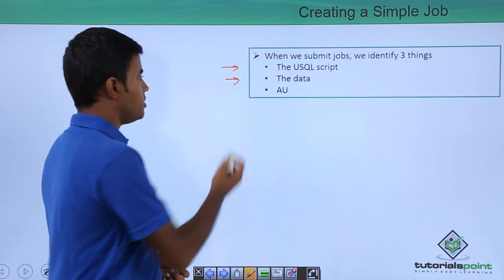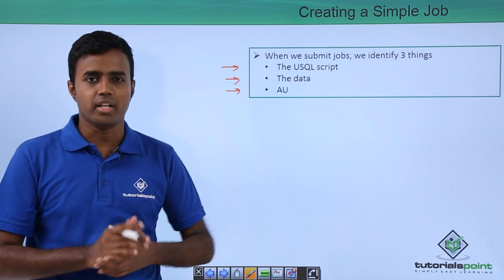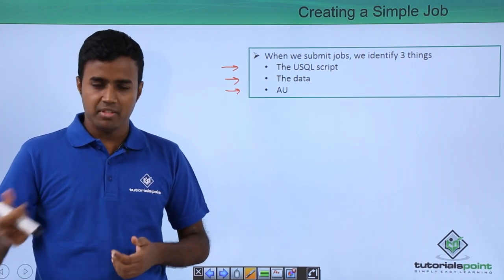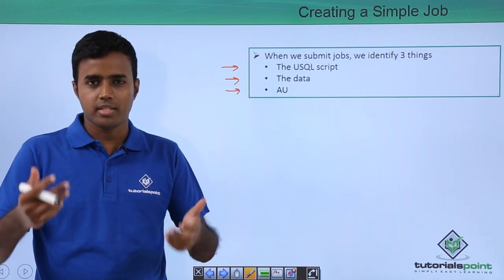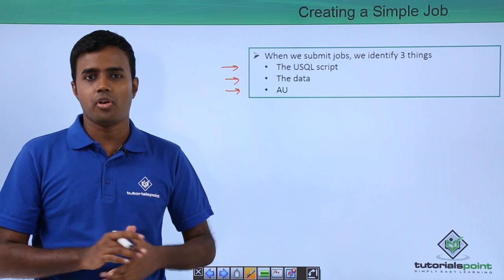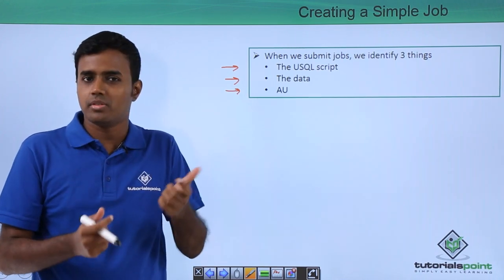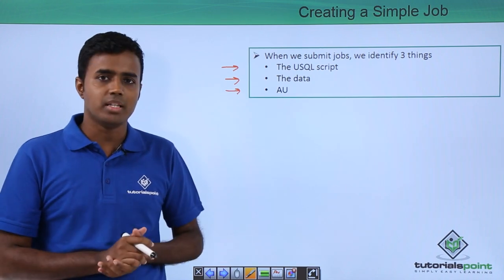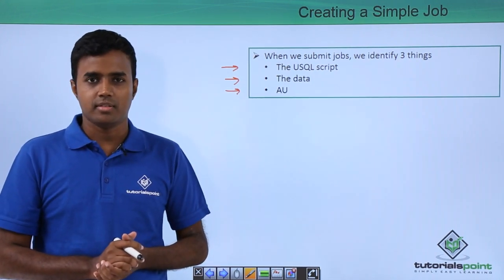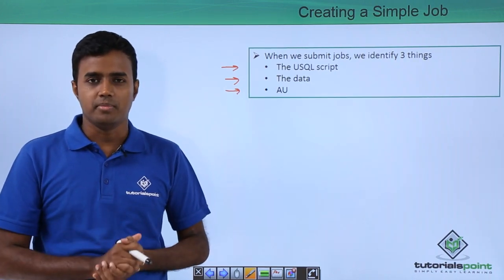And the third thing that you need to specify is AU, or analytic unit. We will discuss in the next few video tutorials what it is and how it works. It is nothing but the resources for the job. If your job needs to be executed, it needs some resources, right? So AUs are nothing but the resources for your job to be executed. So let's go to the Azure portal and create our first job.